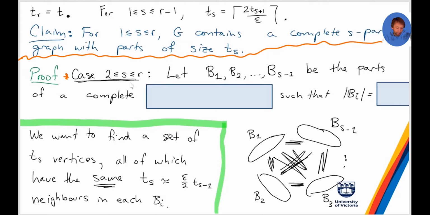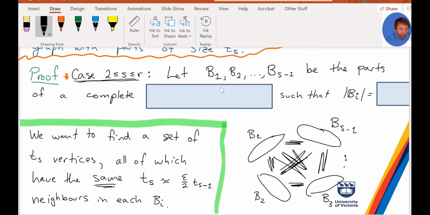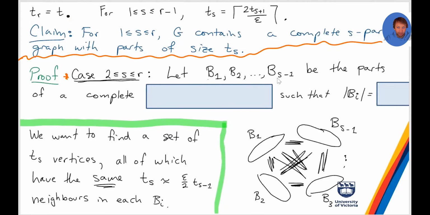And we can already assume, so we can assume the previous case, right? The S minus 1 case. So we can find a complete S minus 1 partite graph where all the parts have size T sub S minus 1. So I can find these disjoint sets B1 up to B S minus 1, so it's a complete S minus 1 partite graph such that the size of Bi is T sub S minus 1.